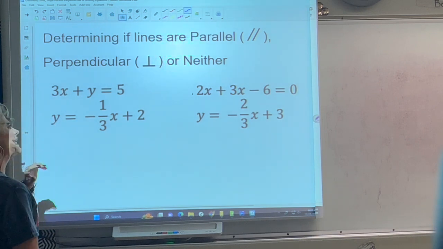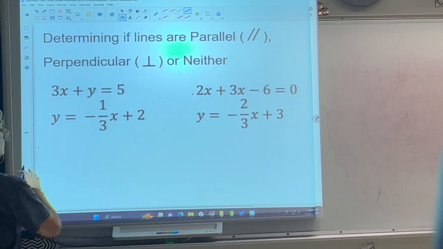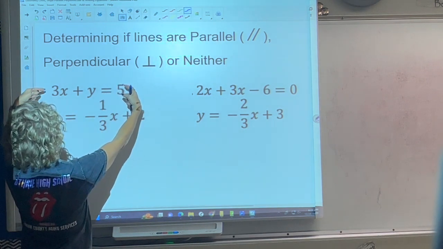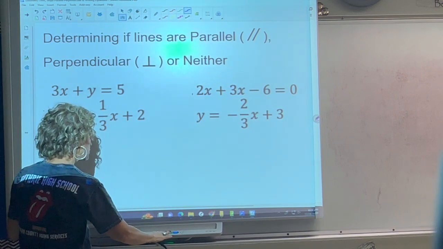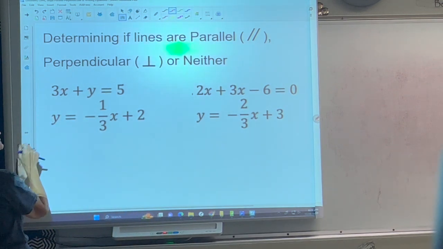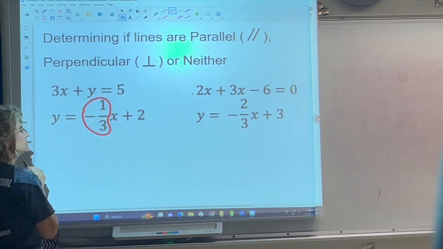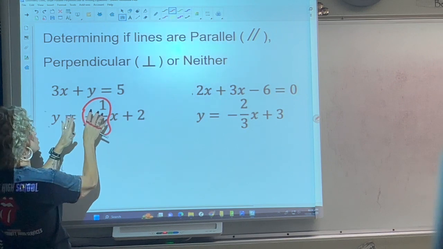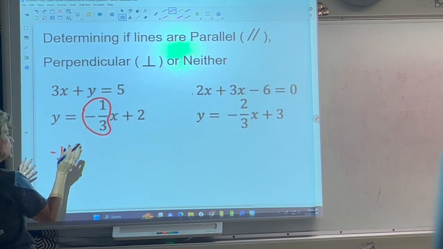Ooh, they were kind of nasty on this. Okay, one of these is in standard form. One of these is in slope-intercept form. So I'm going to be a little lazy. This one's slope-intercept form, and the slope is the coefficient of x. Yes? Okay. So the slope of this line is a negative 1/3. So I have a negative 1/3 slope.